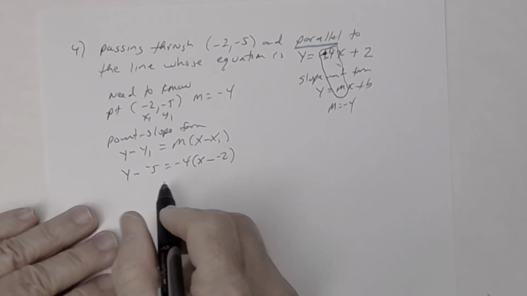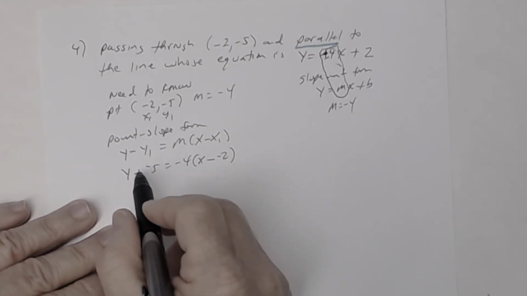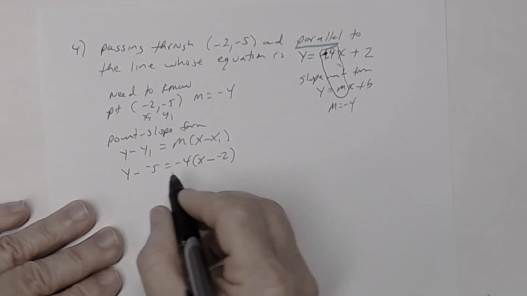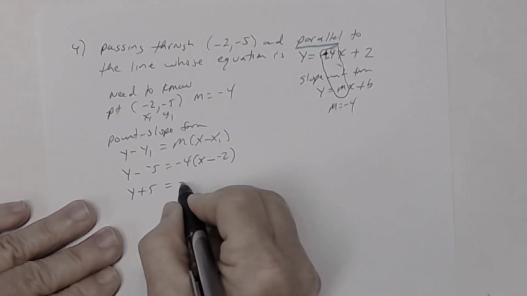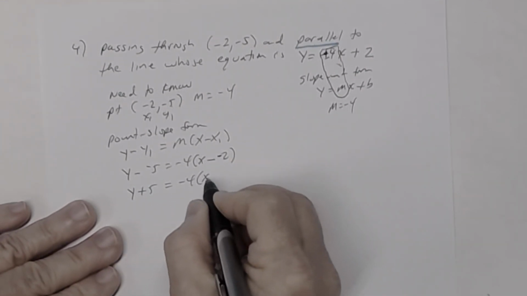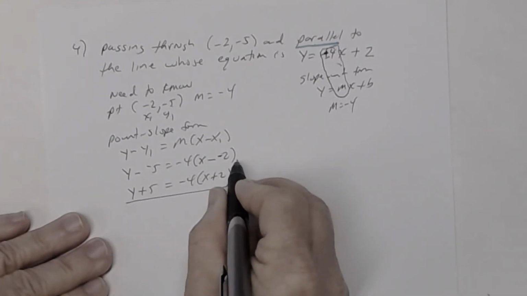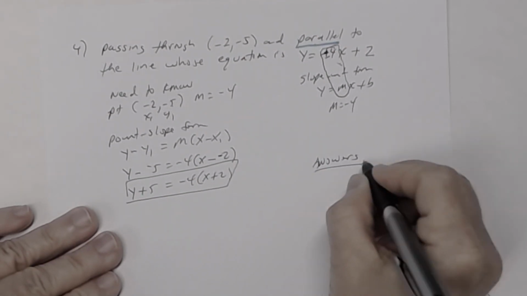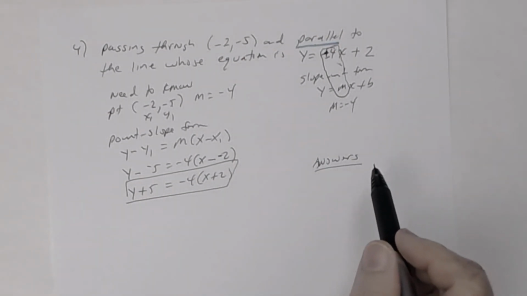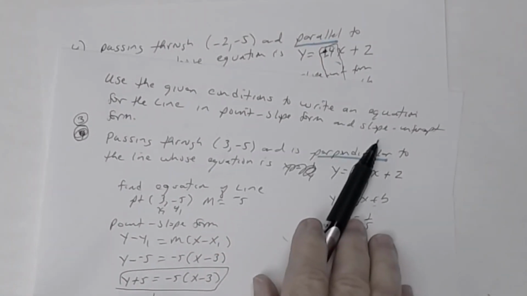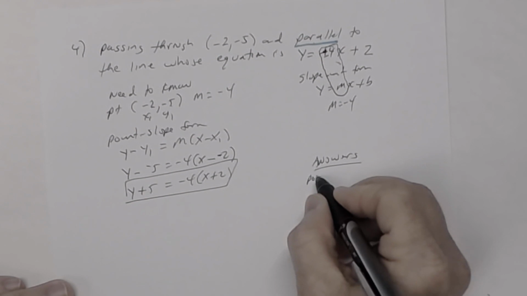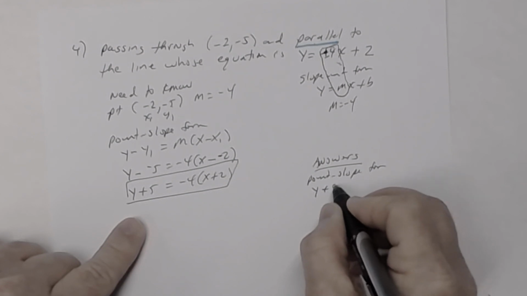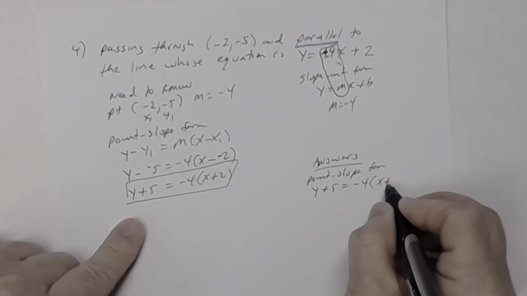And again, don't leave your answer like this. Make sure you understand that you can simplify this notation, this operation. So y subtract negative 5 means y plus 5 equals negative 4, and then x subtract negative 2 means x plus 2. And so that is point-slope form. So your answers: remember, there'll be two answers because you want to write it in both point-slope and slope-intercept form. All right, so point-slope form, you're going to say y plus 5 equals negative 4 times x plus 2.